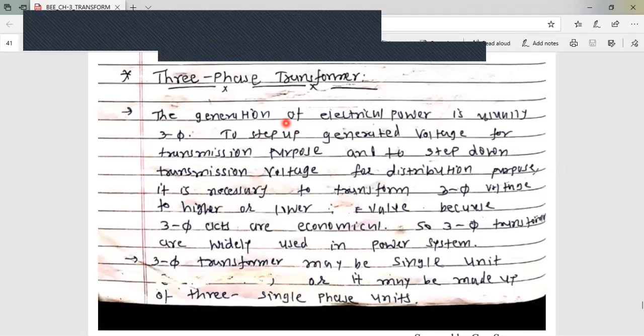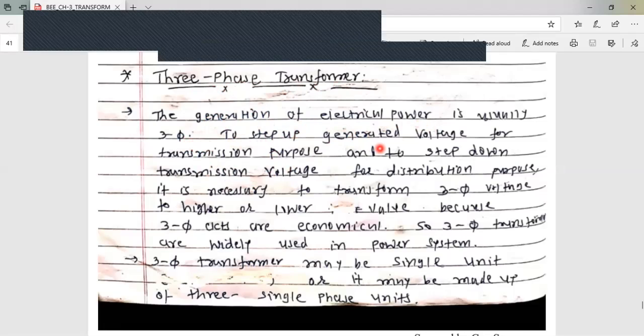Good morning, students. Today we will discuss three-phase transformers. We are already aware of three-phase supply. Here, generation of electric power is usually three-phase.